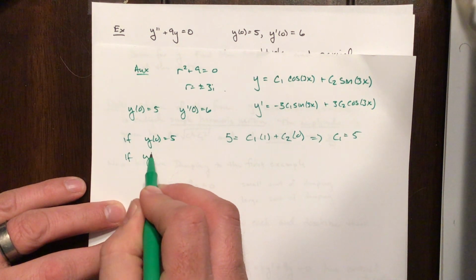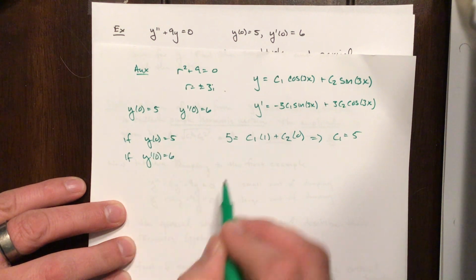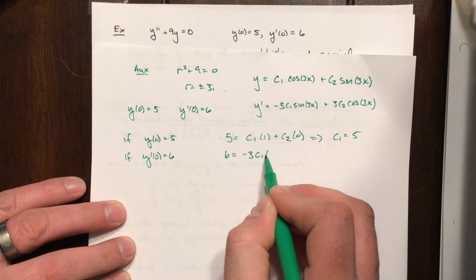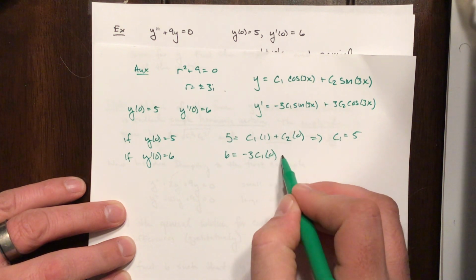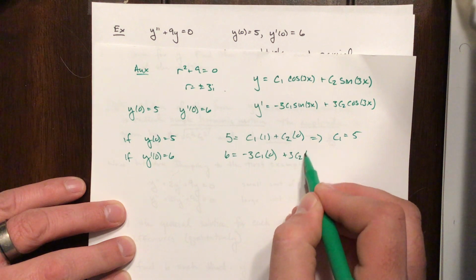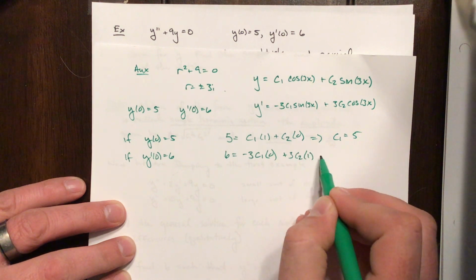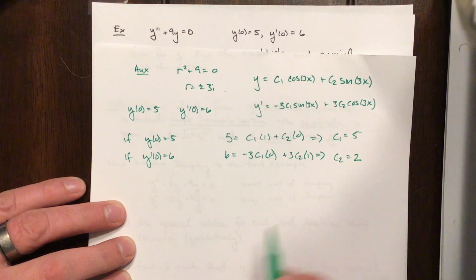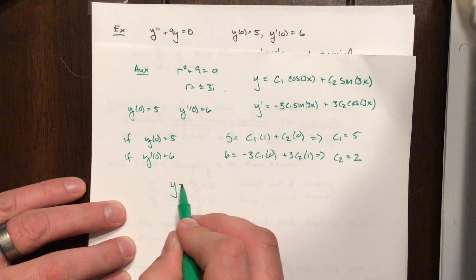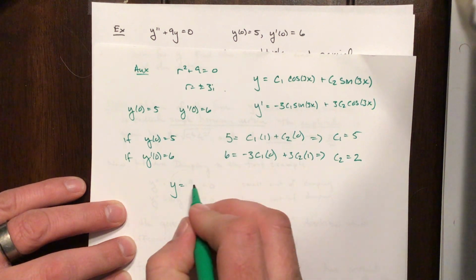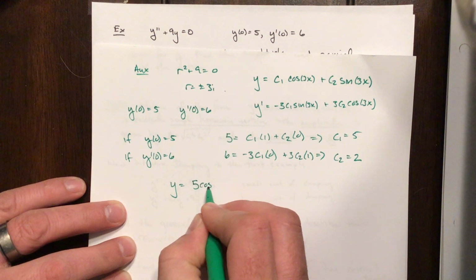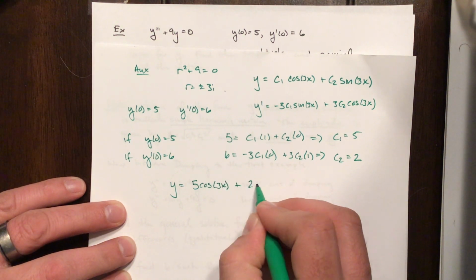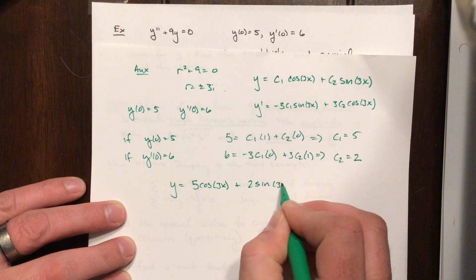If y prime of 0 is 6, then we get 6 is equal to minus 3 times c1 times the sine of 0, that's 0, plus 3 times c2 times the cosine of 0, which is 1. So that is going to imply that c2 is equal to 2. And we have the equation y equals 5 times the cosine of 3x plus 2 times the sine of 3x.